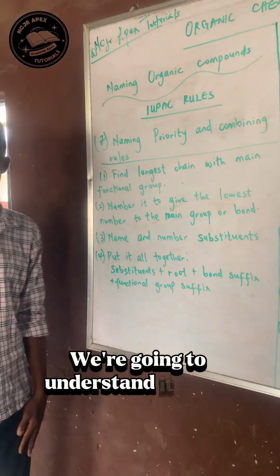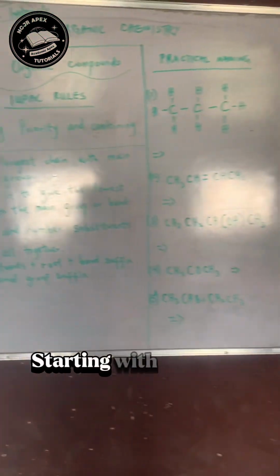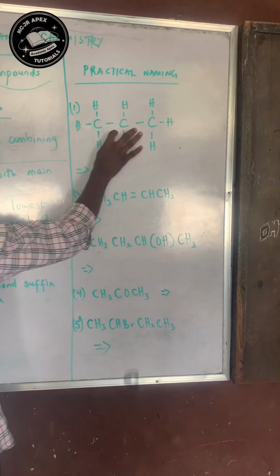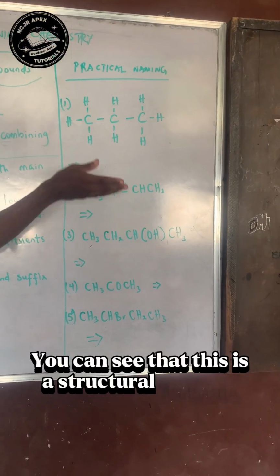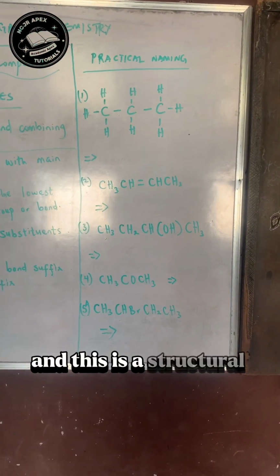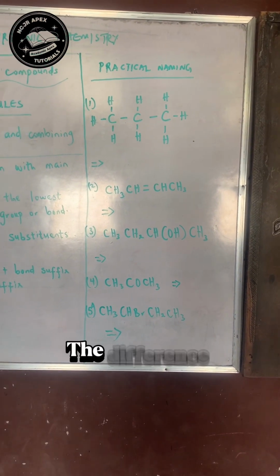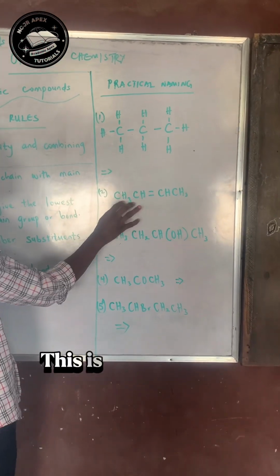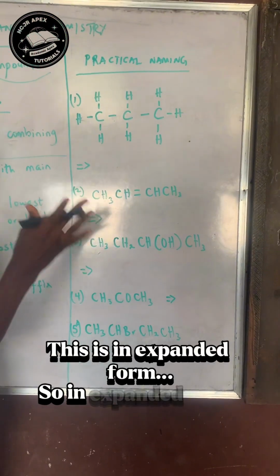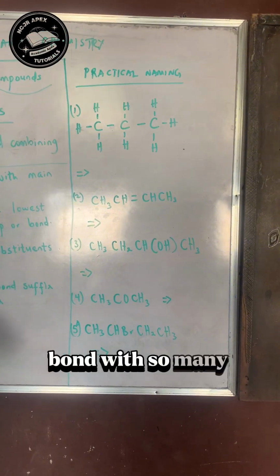I'm going to help you understand it now. So, starting with this first one, we have CH3CH2CH3. You can see that this is a structural formula. The difference between this and this is that this is in contracted form, and this is in expanded form. In expanded form, we tend to see how the carbon atoms bond with so many other atoms.